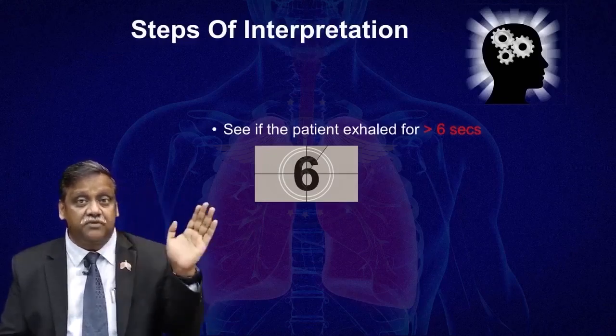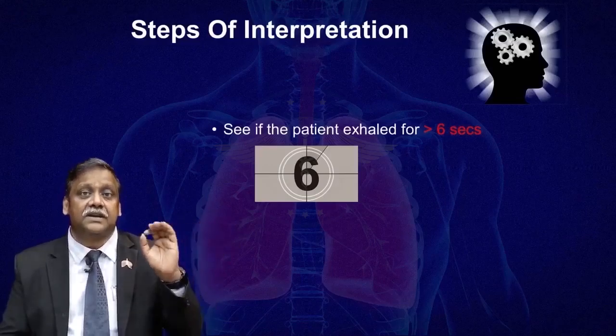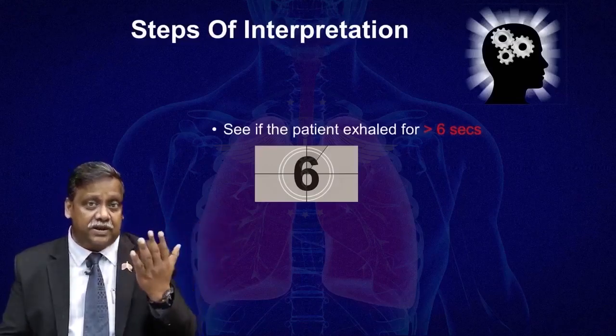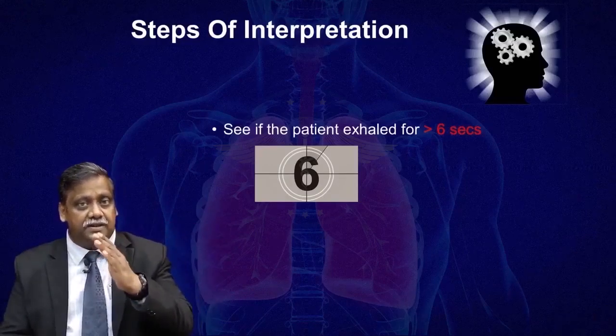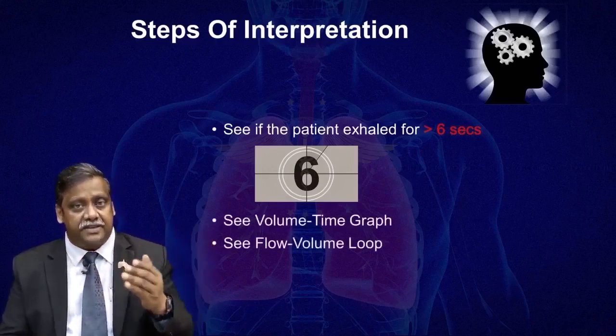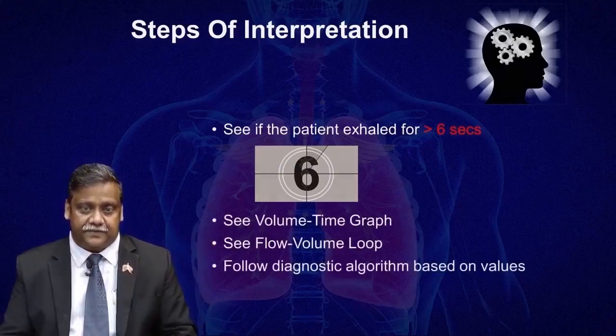If the patient has not blown for 6 seconds, don't interpret it. Throw that report away, because chances are that you will make a wrong diagnosis if you look at the values within this patient. Then you look at the volume time graph, then you look at the flow volume loop, and then finally you use a simple diagnostic algorithm that I'll show you later on.